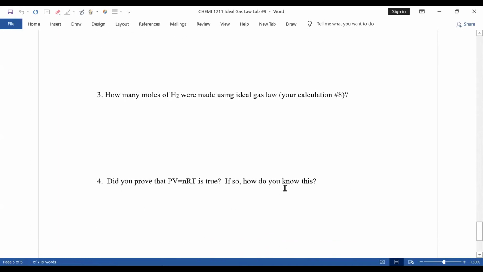And did you prove PV equal nRT? If so, how do you know this? I'm not going to give that away, but I should tell you, if n both ways is within 20% of each other due to the really expensive lab equipment we're using, it's equal. Again, you're not going to get the identical number. I couldn't even do that. All right, any question on the lab?